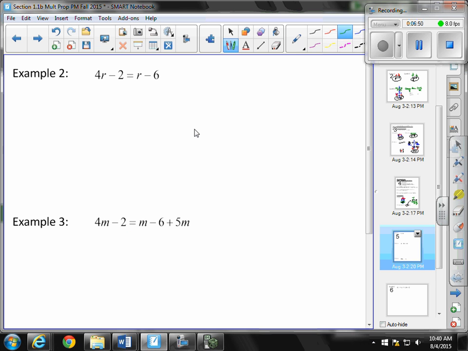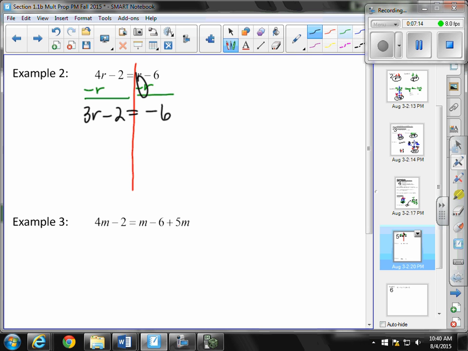Example number 2. I need to get my r's on the same side of the equation. I am going to start by subtracting r from each side of my equation. 4r minus r is 3r minus 2 equals r minus r is 0 minus 6 is a negative 6. All my r's are on the left. I need to move my numbers to the right. Minus 2 becomes plus 2.